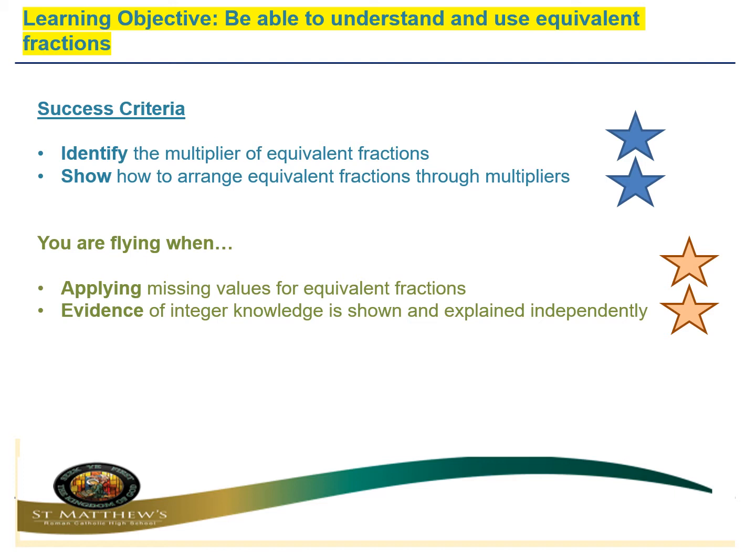The success criteria. Looking to identify the multiplier of equivalent fractions, and we want to show how to arrange equivalent fractions through multipliers. So very simple stuff for equivalent fractions. You are flying when applying missing values for equivalent fractions. So again, we're just giving an extra challenge and deepening our understanding for the equivalent fractions. And even further into that, we're flying when we provide evidence of integer knowledge to just show and explain independently yourself.